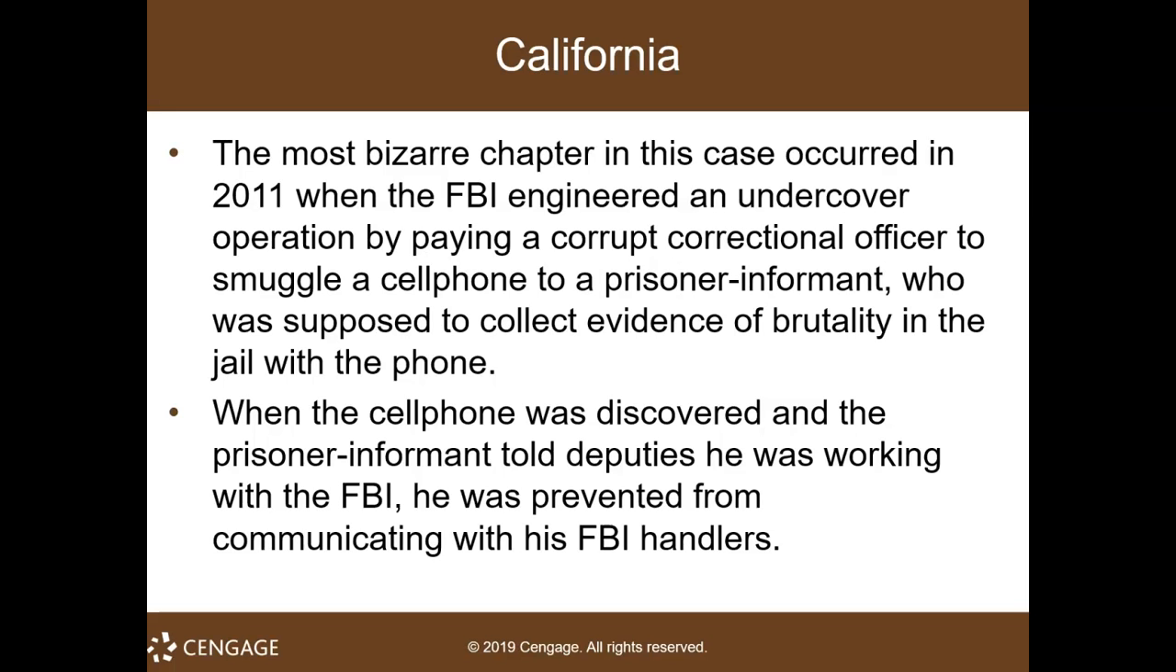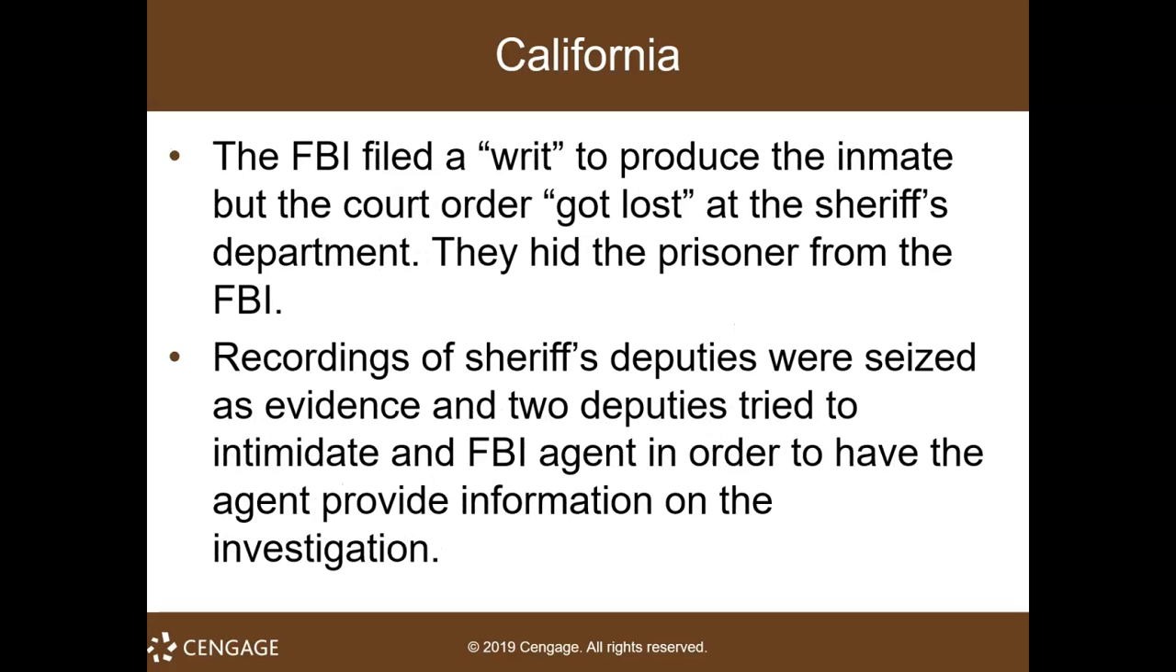And when the cell phone was discovered and the prisoner informant told deputies he was working with the FBI, he was then prevented from communicating with his FBI handler. So basically, those employees at the jail tried to hide this informant, this prisoner, right? Which we know at the end of the day wasn't going to work.